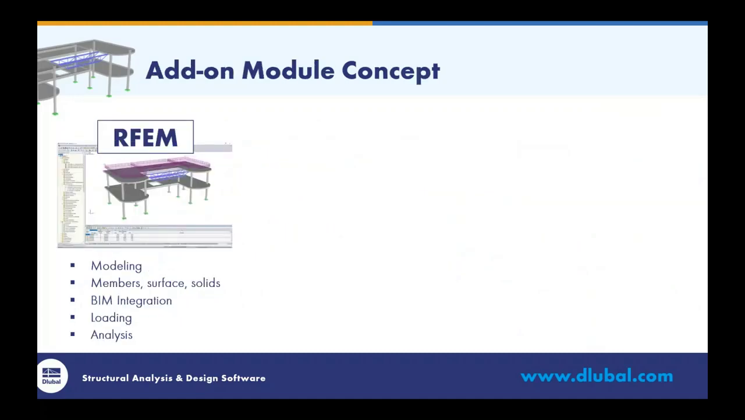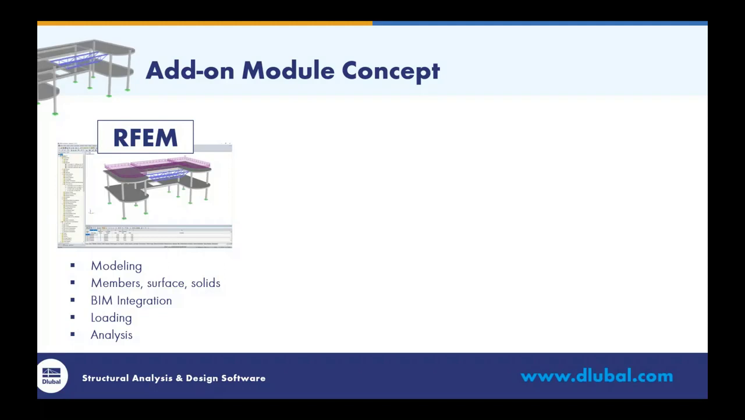So RFEM is the main finite element analysis program. What this allows us to do is to fully model our structure. Within the program, we would see all the cross sections and the materials from the various standards, including the AISC, the CSA standard, as well as many other international standards. And we can model members, surfaces, and solids. We also have included BIM integration, so you could integrate with AutoCAD, Tekla, Revit, STP files, STEP files, IFC, and many other file extension types.